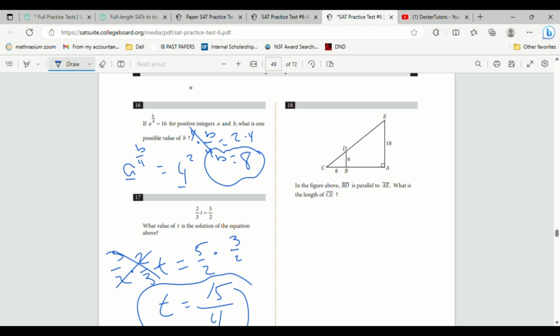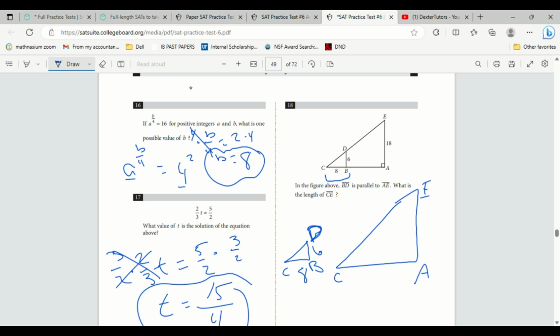Number 18, in the figure above, BD is parallel to AE. What is the length of CE? So we can detach the smaller triangle from the larger triangle by drawing it over here while maintaining the larger triangle. So this was CDB, so D. This was CEA. Okay, so we have 8 here, we have a 6 here.